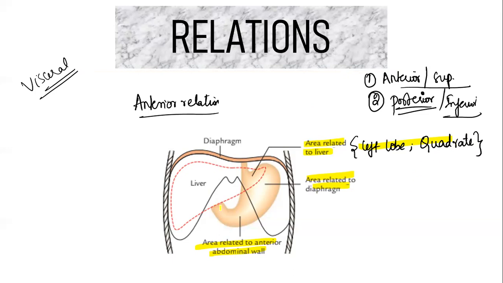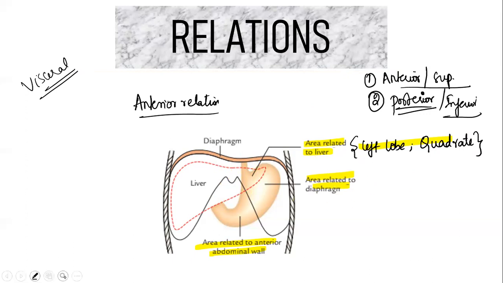So the quadrate lobe, if you take, it will be somewhere here. Okay, if you take, this is the pylorus. So the pylorus of the stomach is related to the quadrate lobe. And if you take the body, the cardiac part and the fundus, they are related to the left lobe of the liver. So here you'll be having the left lobe and here you'll be having the quadrate lobe. So the quadrate lobe is related to the pylorus of the stomach, whereas the left lobe is related to the body and the fundus of the stomach. Yes. Next is the diaphragm.